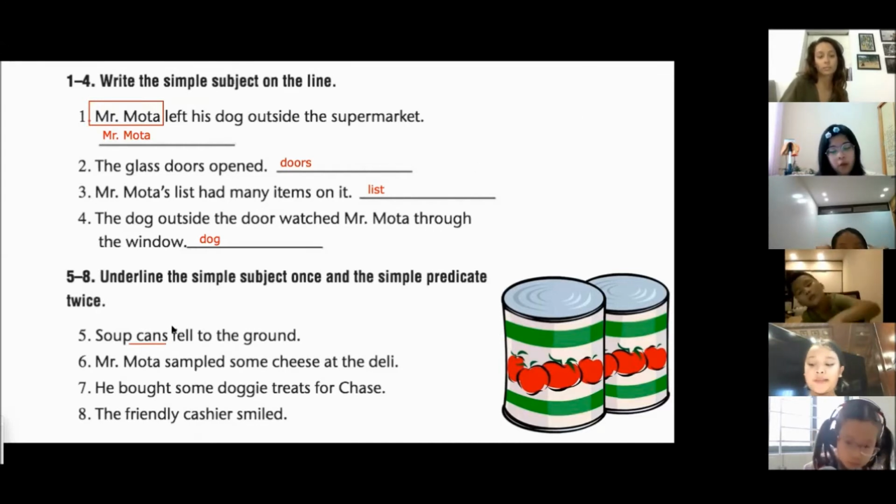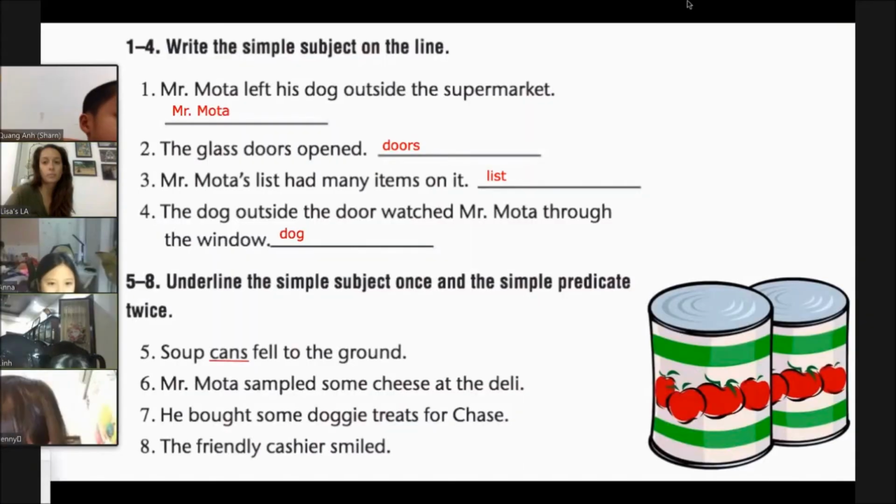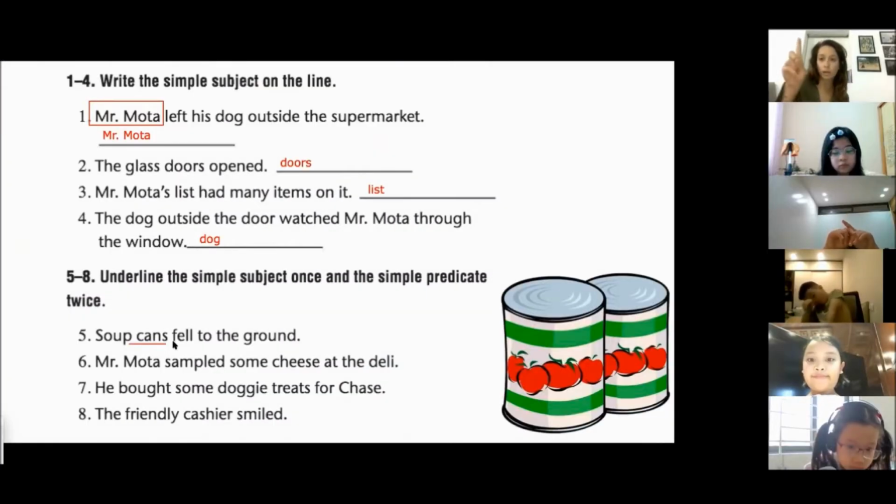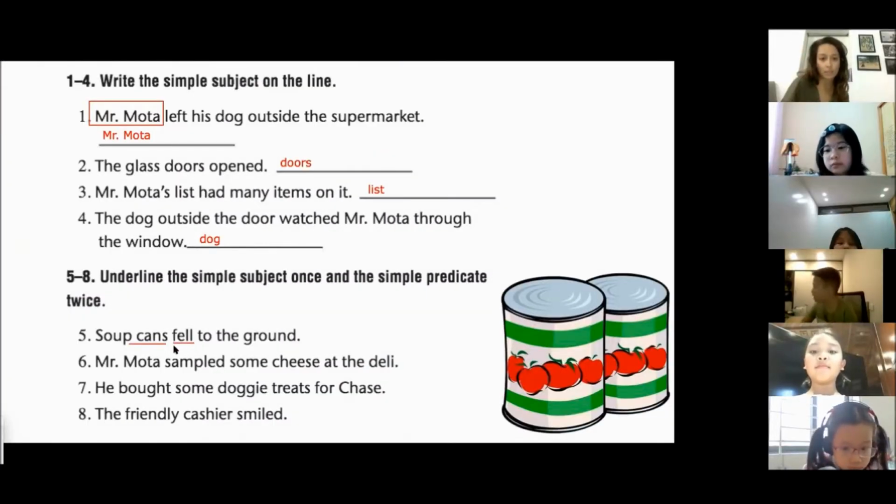Fell to the ground. One word. Fell. Our simple predicate is fell. Our verb is fell. What did the cans do? Cans fell. So fell is our simple predicate. Our simple predicate is always a verb. So look for the verb. Can you read number 6, please?